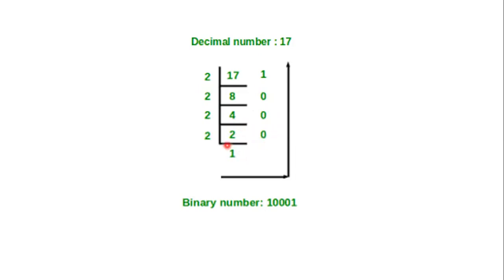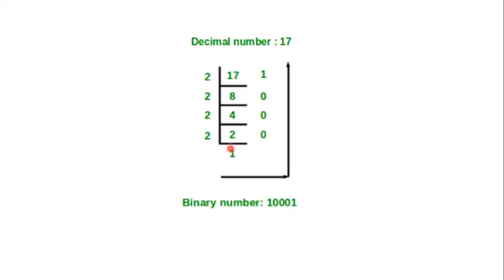And when you get 1 here, you can stop. So the answer is 1 0 0 0 1, and that is the answer. If you all want, you all should always cross check. So you all can convert 10001 from binary to decimal, the way I have taught you all.